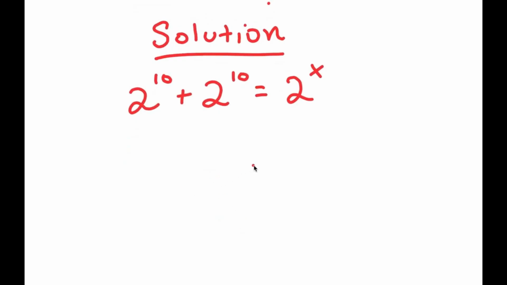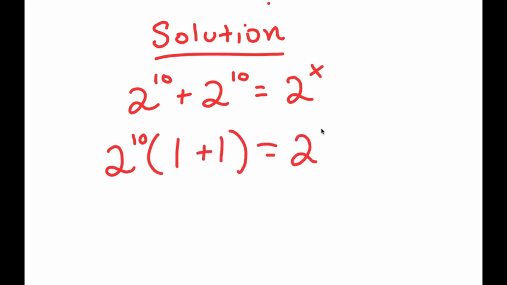Now, to solve this, what I'm going to do is first factor out 2 to the power of 10 from my left-hand side. So if I factor out 2 to the power of 10, I get 2 to the power of 10 times, well, 2 to the power of 10 divided by 2 to the power of 10 is 1, so I get 2 to the power of 10 times 1 plus 1 is equal to 2 to the power of x.